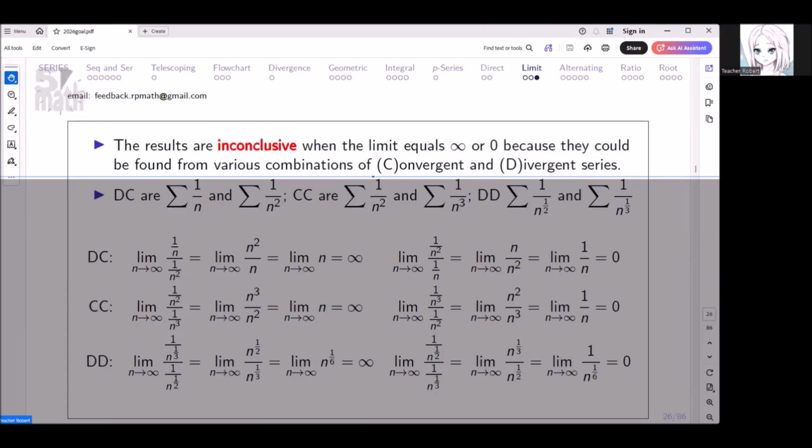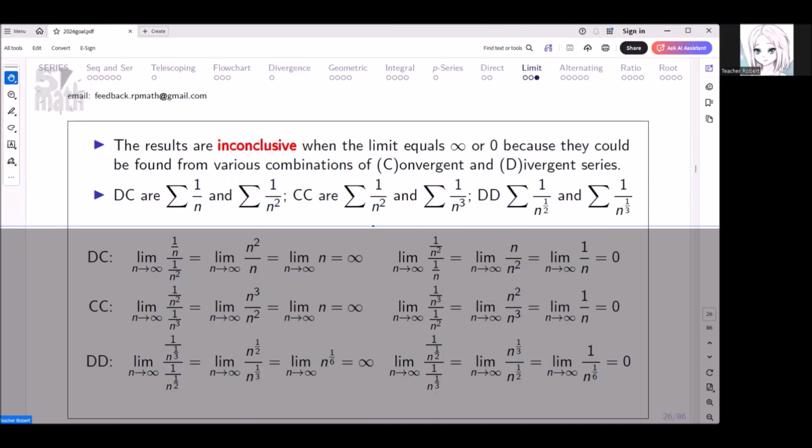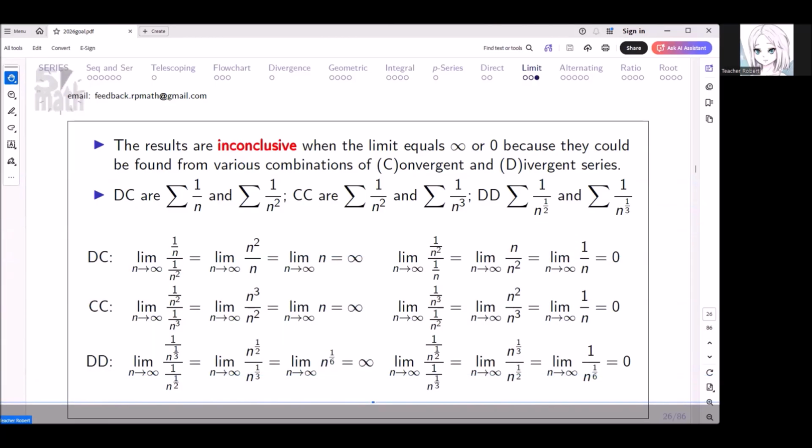The results are inconclusive when the limits equal infinity or 0 because they could be found from various combinations of convergent and divergent series. Divergent convergents are these, convergent convergents are these, divergent divergents are these. And we have the following.